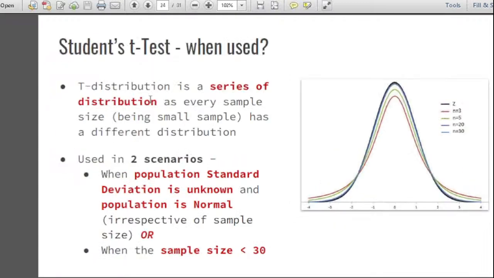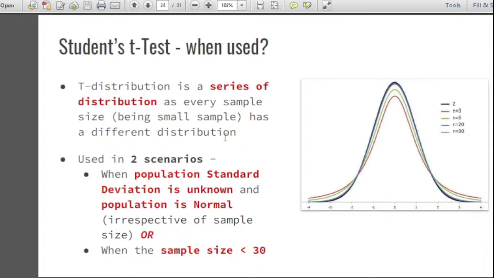So, the T distribution is a series of distributions, as every small sample size has a different distribution. It is used in two scenarios: when the population standard deviation is unknown and the population is normal, we know this also, or when the sample size is less than 30.